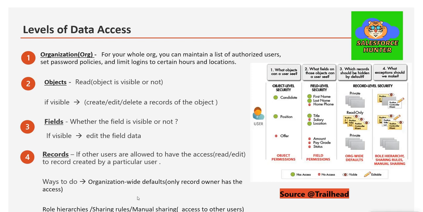And the ways to provide the access for the record level: organization wide default, OWD, where only the owner has the access, and role hierarchy, sharing rule, and manual sharing, where we provide access to the other users. So that's the basic overview. Okay, we would know about details in the coming videos. Okay, so let's move ahead.